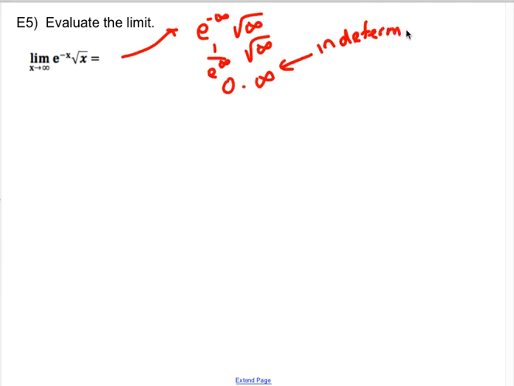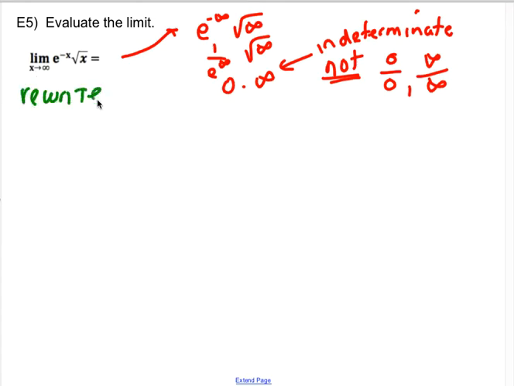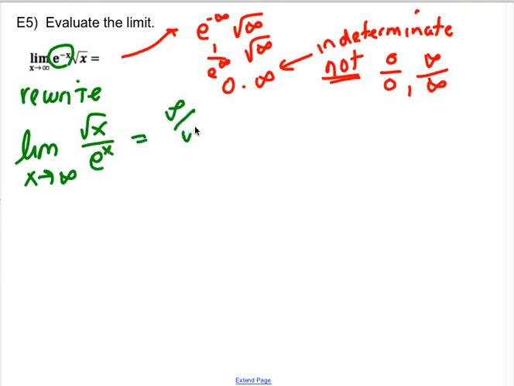So this is indeterminate, but the issue is that it's not 0 over 0 or infinity over infinity, and L'Hopital's requires a fraction. So what I have to do here is rewrite this indeterminate form so that it looks like one of these two. I'm going to recognize that I could put this guy on the bottom of the fraction, right? I could flip him so that now this looks like this, and suddenly, when I plug in, I get an infinity over an infinity, and I'm okay to do L'Hopital's.